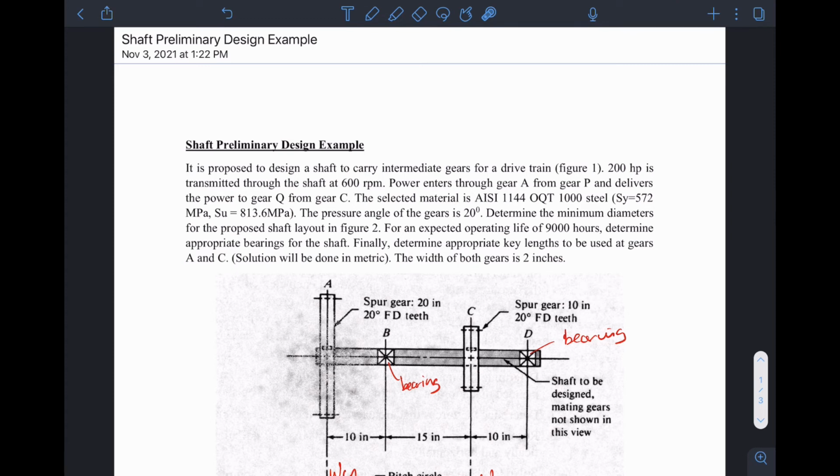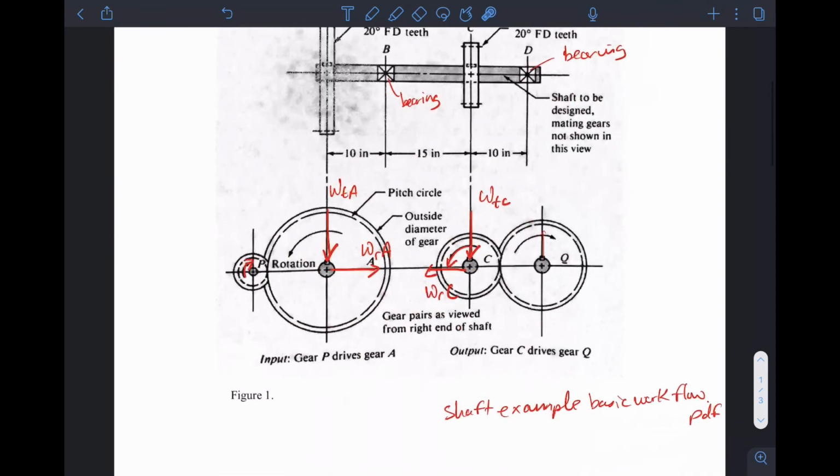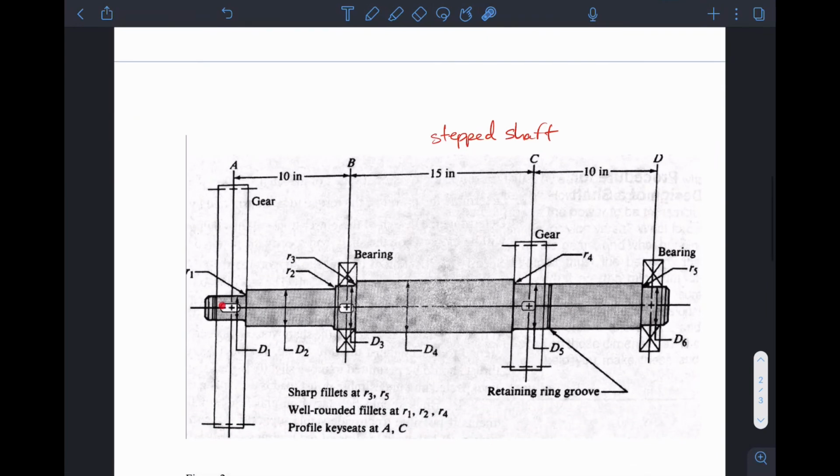And finally, they will ask us to determine the length of the keys. Right, so the keys are these positive drive elements that are located for gear A and gear C. Now there's no key here. This was an error in the print of the book. Right, the bearings do not need keys. So there's a key for gear A and a key for gear C. So what is the dimension of these keys? We'll go through that at the end, determining those key lengths and the key sizes.